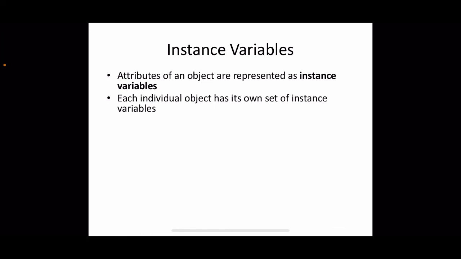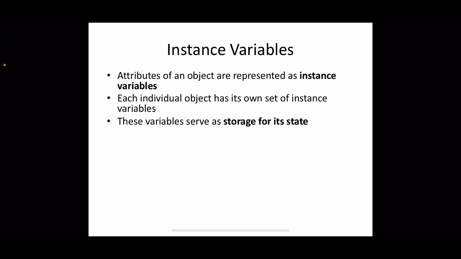Just for example, in our earlier case, s dot name. So name is actually an instance variable, or s dot scores, another instance variable. Each individual object has its own set of instance variables. Okay, and these variables serve as storage for a state. State of an object means the current value for that object. Okay, for a particular object.